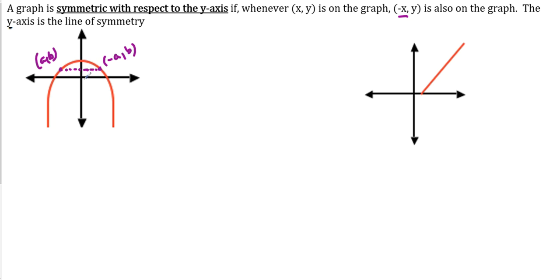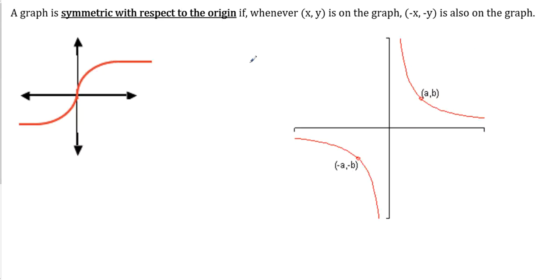But we're not going to limit ourselves to parabolas. We're going to expand to almost any type of graph. So again, perpendicular here and bisected, and we're going to just flip it across the y-axis. Same thing here. I could take any point, come straight across, and reflect by negating the x-coordinate.